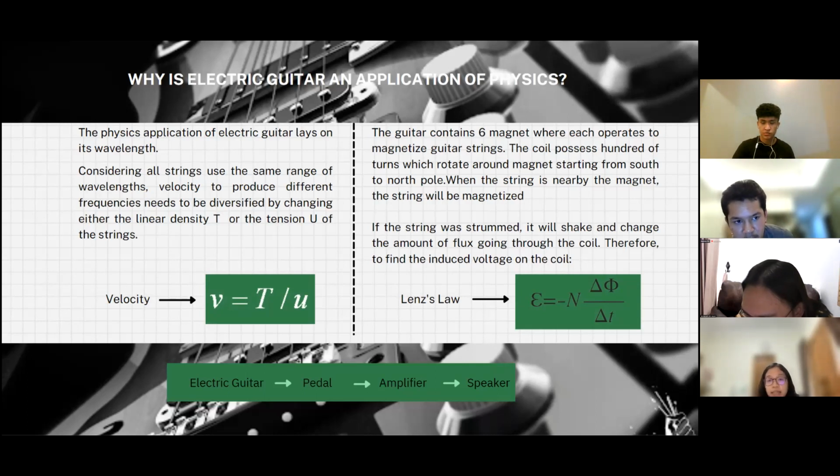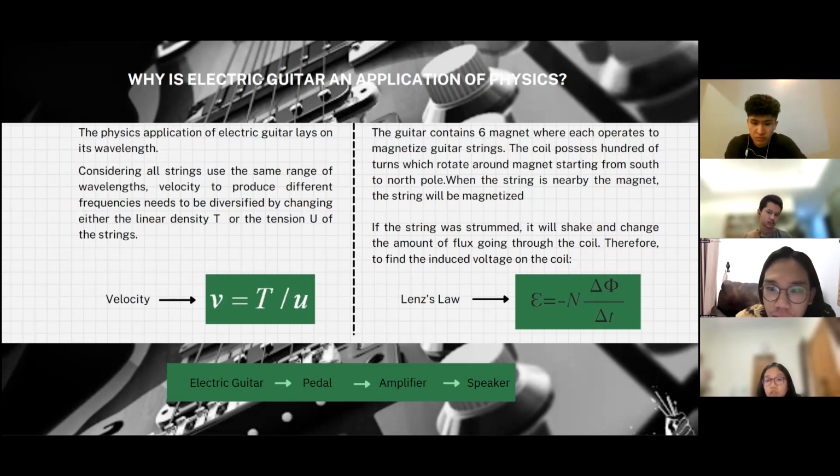Another example is, as previously mentioned, the pickup, where 6 magnets are designed to magnetize the strings of the guitar. The coil will have hundreds or more turns that wrap around the south and north pole, and in front of the magnet lies a string. When the string is near the magnet, it will get magnetized. If you hit the string, it will shake back and forth, which in turn will change the amount of flux going through the coil. Therefore, to find the induced voltage on the coil, as the string vibrates up and down, we can calculate by using Lenz's law.